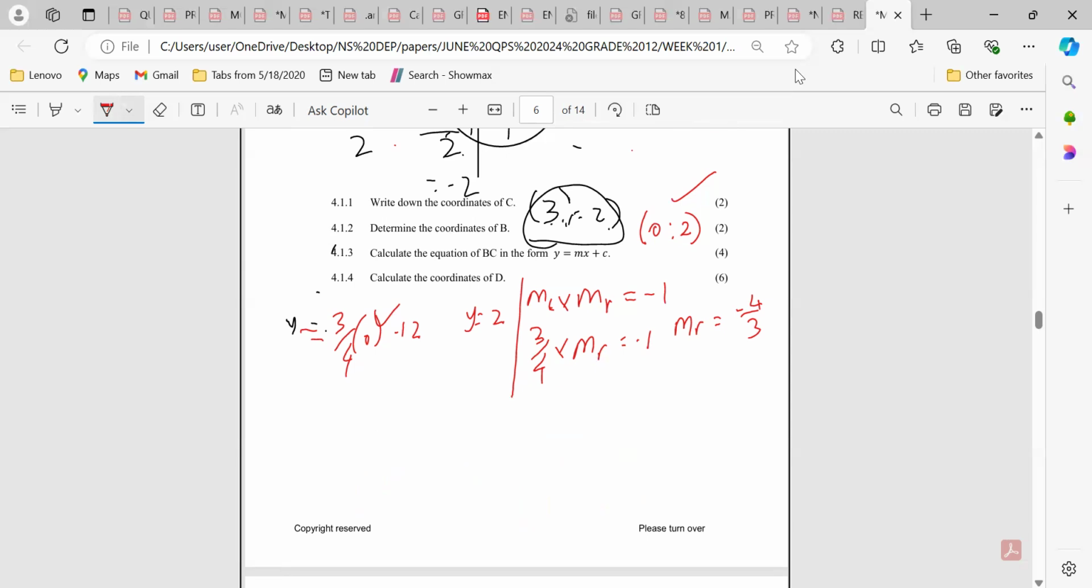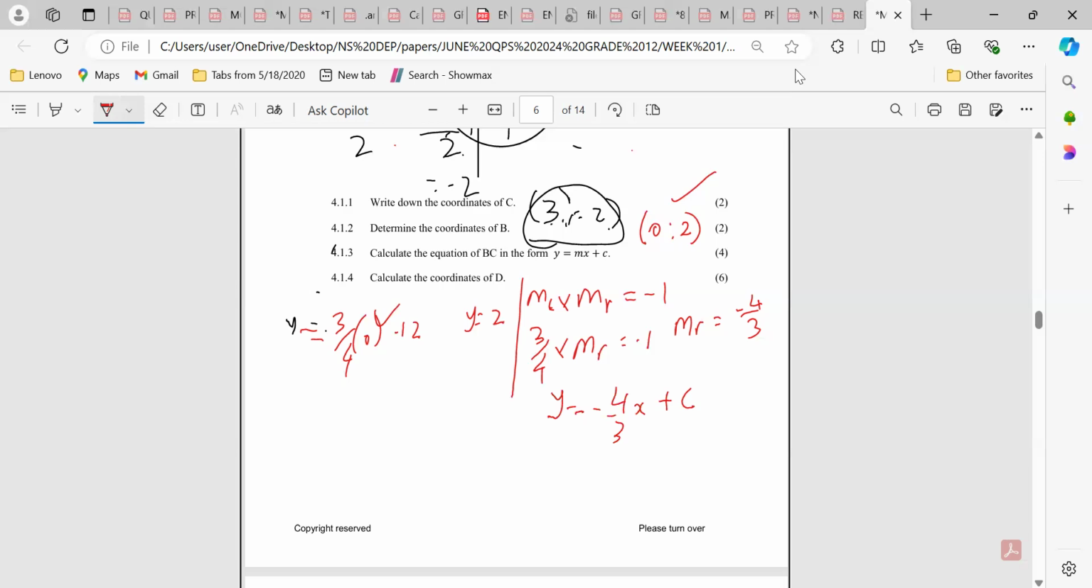Okay, let's move on. So we have y equals -4 all over 3 x plus c. Then we can either use point B or point C. It doesn't matter because we found both of them. Yes, so we are using point B.